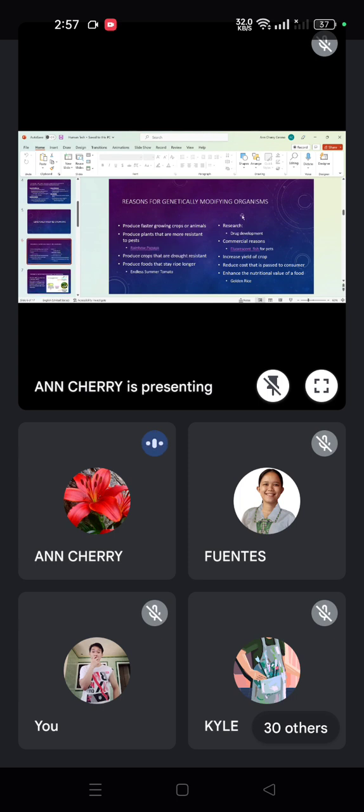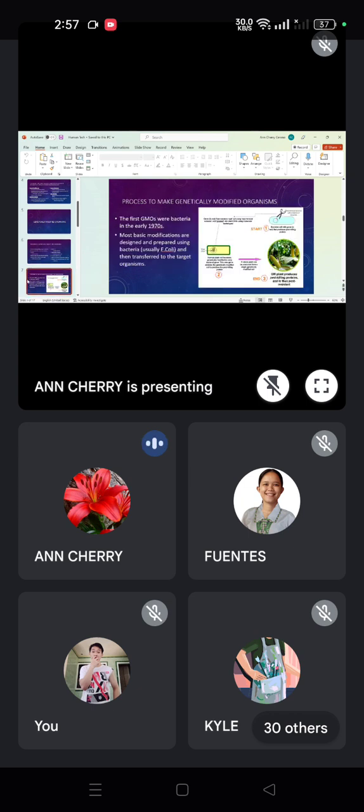So, why modify organisms? The first GMOs were bacteria in the early 1970s. The basic modifications are designed and prepared using E. coli and then transferred to the target organism. Okay. So the bacterial cell, now with the gene, for example, produces a pest-killing protein.